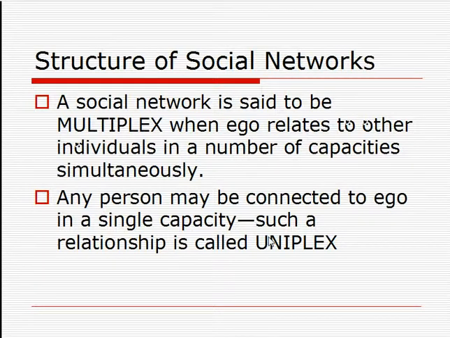An ego may relate to a small group of people repeatedly in a multiplex relationship, or may relate to a great many people mainly in a single capacity and have relatively uniplex network ties. Let's look at our diagram again.